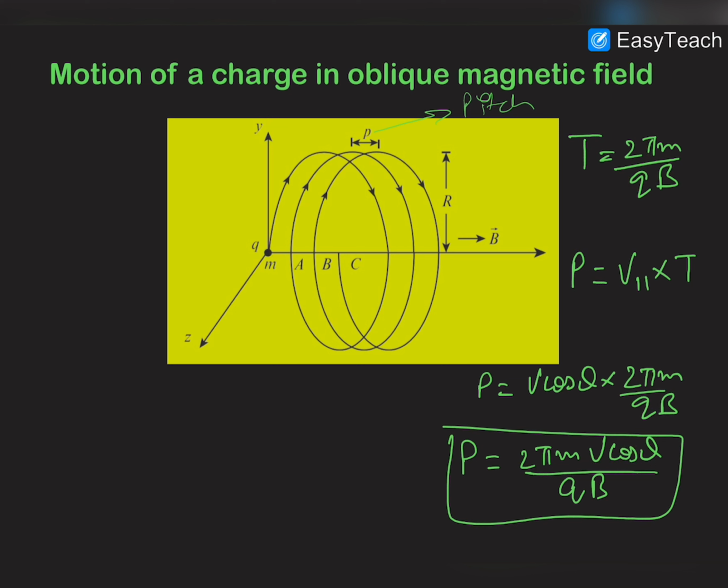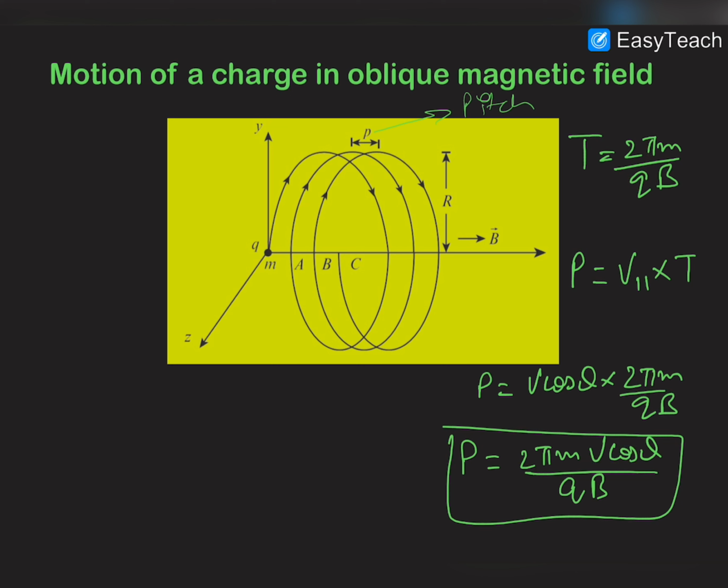You can also relate the pitch with a screw and nut. You can imagine that there are threadings in the screw, and the gap between the two threads of the screw is called the pitch, and that gap is the same distance by which the nut will move in one complete rotation along the axis of the screw. Okay, so this is called the pitch.